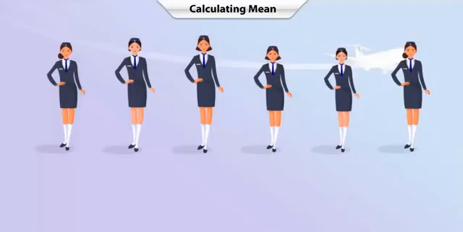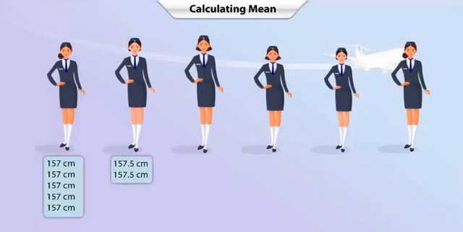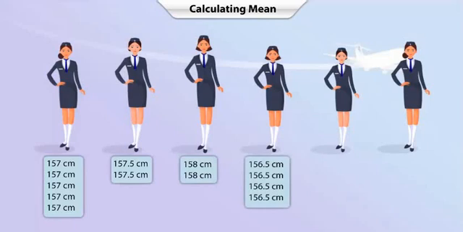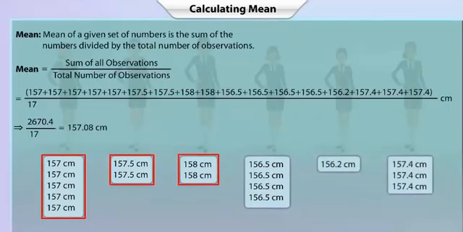Let us start with finding the average or mean height of 17 air hostesses. For ungrouped data, finding the mean is exactly the same as finding the average of a given set of numbers. Hence, from here on, we will refer to the average as mean. The mean height could be found out by adding up all the heights and then dividing the sum by the total number of air hostesses.